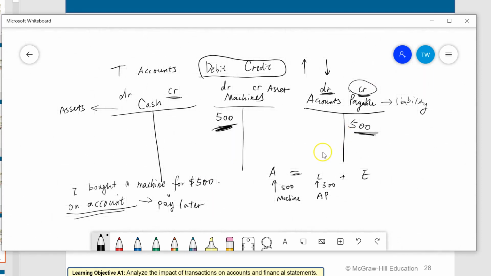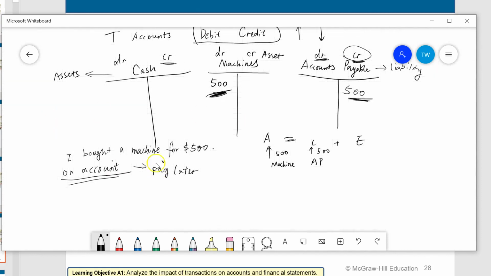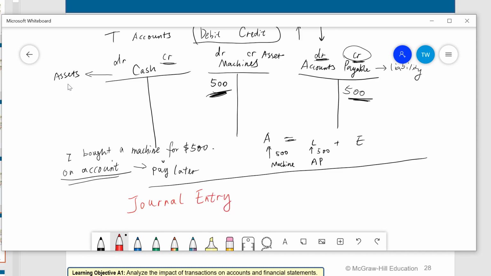So using our example earlier, bought a machine for $500 on account or on credit. We wrote the T account, we analyzed, okay, machines increase, accounts payable also increase. So on paper, you just need to organize this information. This one is called a journal entry. So earlier, this one is called the T accounts. T accounts is this tool on top.